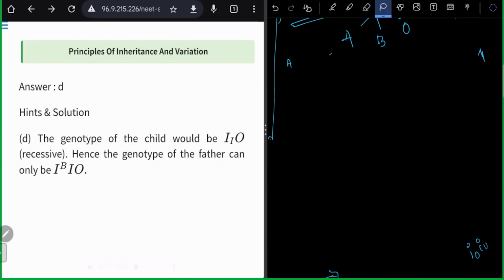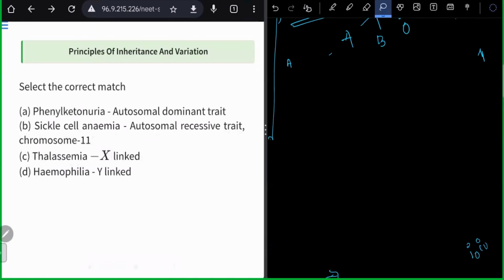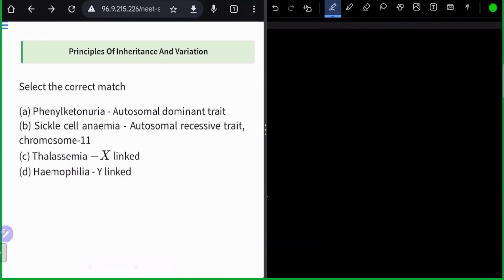Then the next question we have, select the correct matches. First one is phenylketonuria, which is an autosomal dominant gene. Sickle cell anemia, which is an autosomal recessive trait on chromosome number 11. Then thalassemia, which is X-linked. Then hemophilia, which is Y-linked.